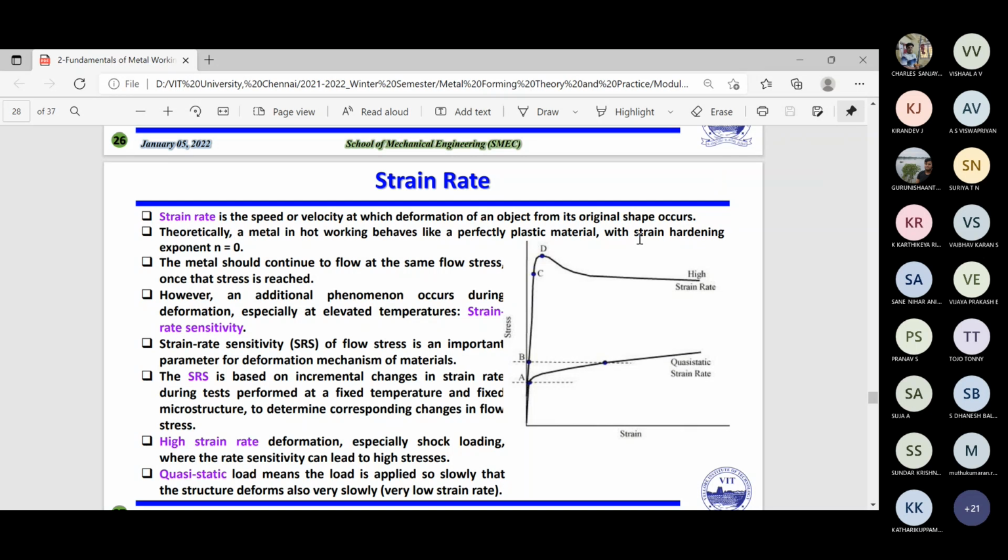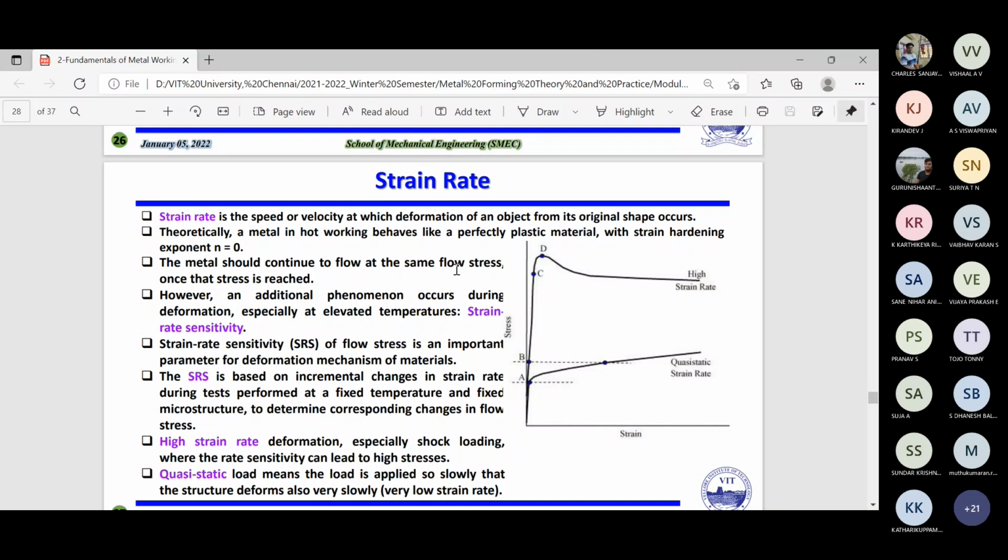Normally, when we are talking about strain, it is the change in length by the original length. But here also the change happens, but you have to think about which speed, because you are not only doing one material or one piece, this is a continuous process. Okay, whenever we are talking about the deformation.